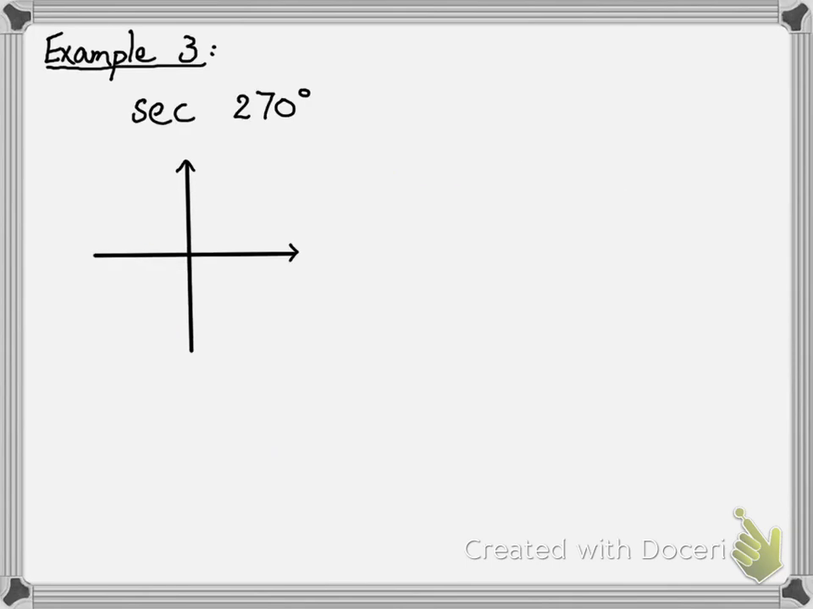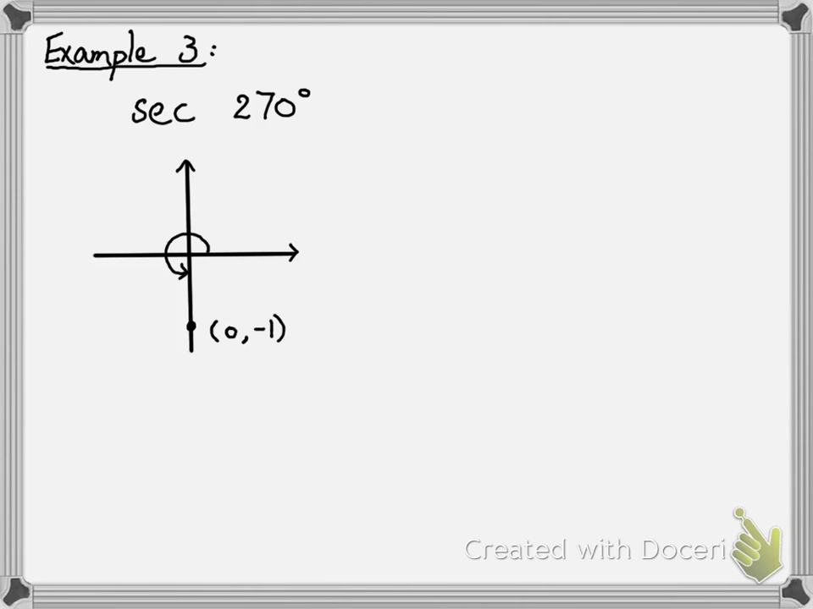Please feel free to pause the video in each of the following examples so that you can give each of the following problems a try. Example number 3. Secant of 270 degrees. Since the angle is positive, we will travel counterclockwise. Then the point will be located on the negative y-axis on a unit circle, and therefore the coordinate will be 0, negative 1.